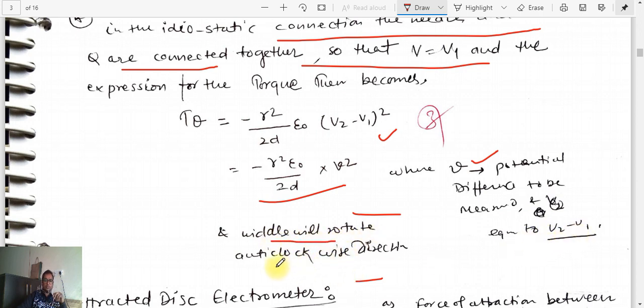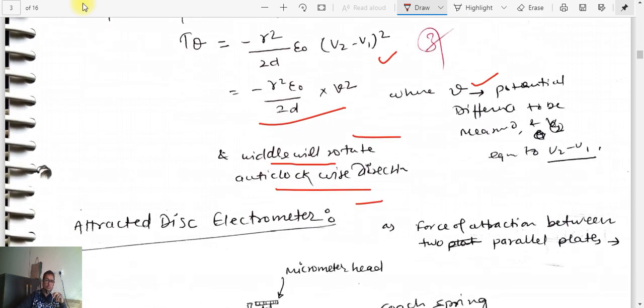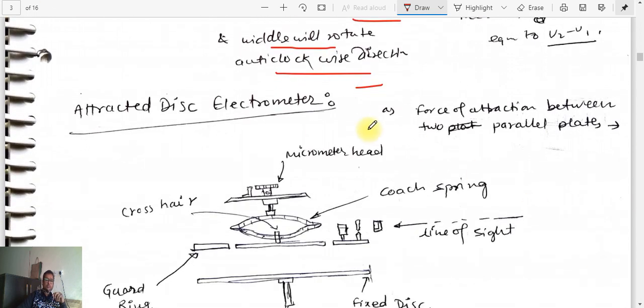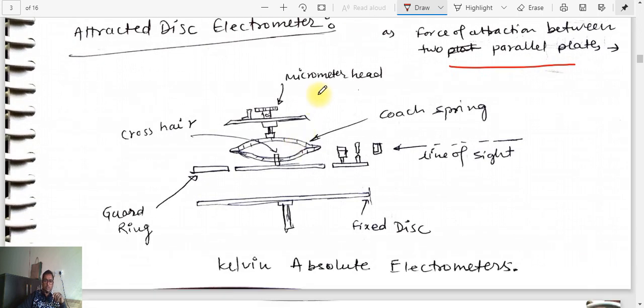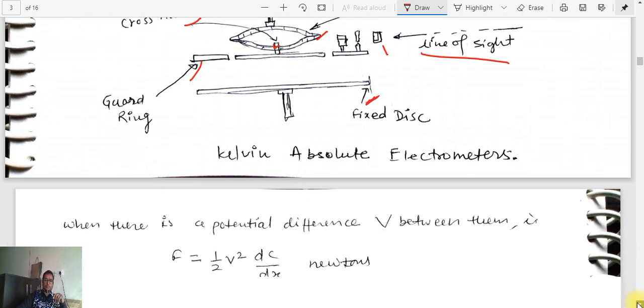The needle will rotate in the anticlockwise direction, and there is the attracted disc electrometer, a force of attraction between two parallel plates. This is the micrometer head. Coach spring is like this. This is the crosshair. This is the guard ring. Line of sight is like this, and this is the fixed disc. Kelvin absolute electrometer.